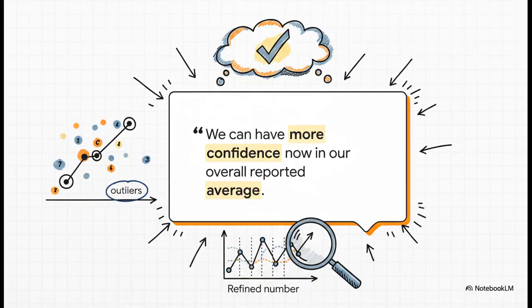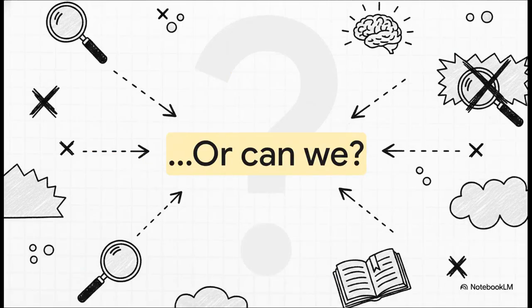And the source material seems to agree. It says right there we can have more confidence now in this reported average. It feels like we've done our due diligence, solved the statistical problem, and arrived at a better, more accurate truth. But then, the text leaves us with this final little cliffhanger. Or can we? It makes you stop and think. Even after all this careful statistical work, is there maybe another problem, something deeper that we haven't even thought about yet? What else could be wrong with this data?